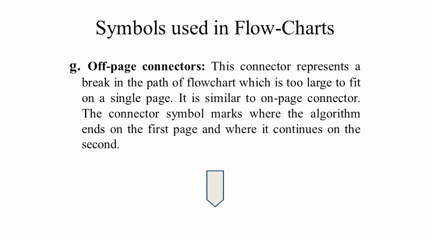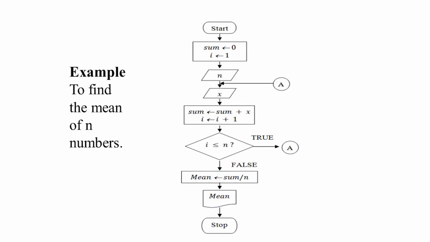So now let us look into an example of a flowchart. The example is to find the mean of n numbers. Here we see, in the beginning, the oval shape, which represents the beginning of the program. So I use the word start, and in the end you can see the oval shape, which shows that the oval symbol is being used to stop the program.